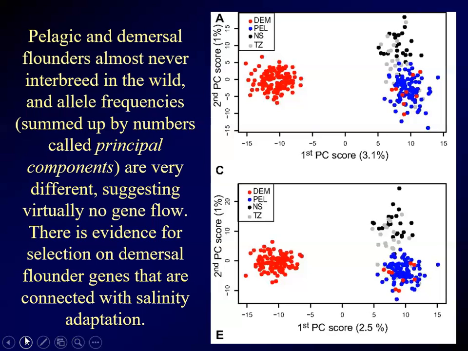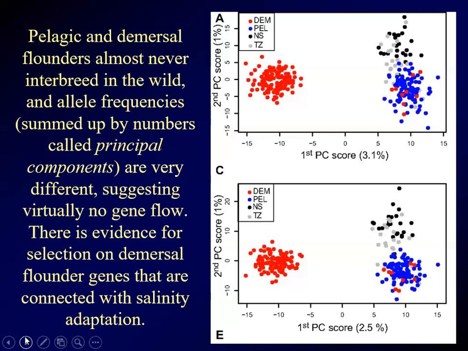And I confess I forgot what the NS and the TZ flounders are, but you can tell they're quite different from most of the demersal flounders. So the point is that they almost never interbreed in the wild, and allele frequencies at a great many loci are very different, and that suggests minimal gene flow. There can't be very much interbreeding going on, or else we'd see the red and the blue dots intermingled an awful lot more than we do.